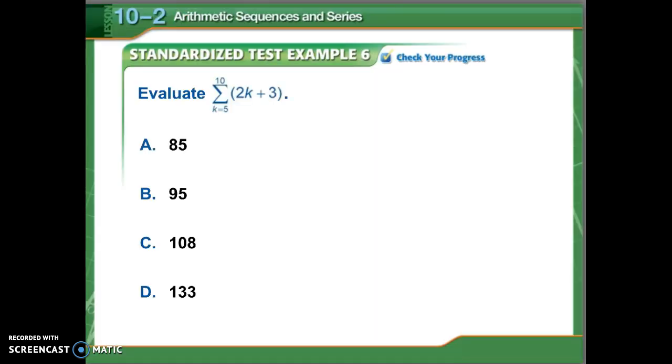Here's one to check your work on. Go ahead and pause the video, read through the problem, work it out. You can use method 1 or method 2. It's your choice. Method 1 is faster. We're going to see the answer on the next screen. And our answer for this one is choice C, 108. And that brings us to the end of this video.